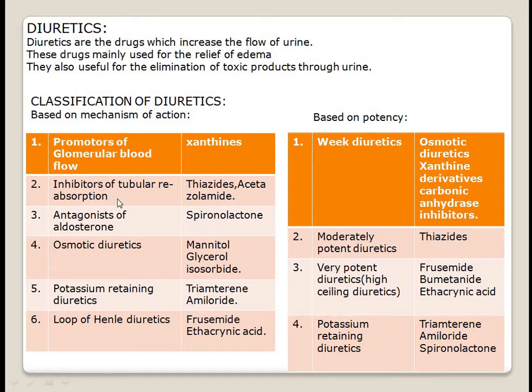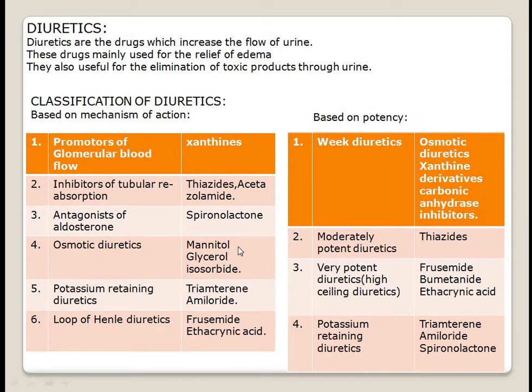Next, spironolactone is an antagonist of aldosterone. Here the antagonist means a substance that acts against or blocks an action. Aldosterone is a steroid hormone secreted by the adrenal gland. So it is an antagonist of aldosterone.